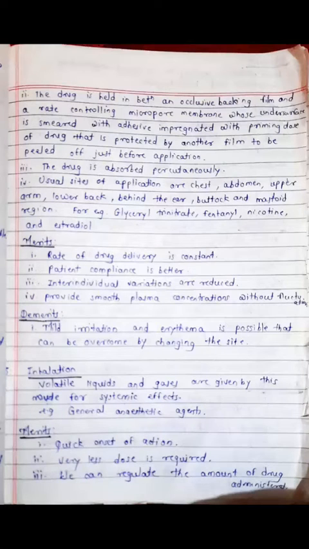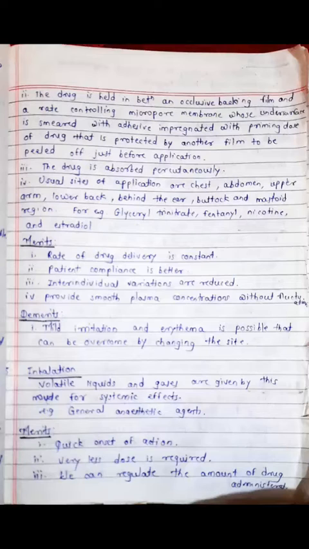Now the merits of the cutaneous route. The rate of drug delivery is constant. So the drug will be delivered constantly and at a controlled rate. Patient compliance is better. Inter-individual variations are reduced. It provides smooth plasma concentrations without fluctuation, because it is at a controlled rate.